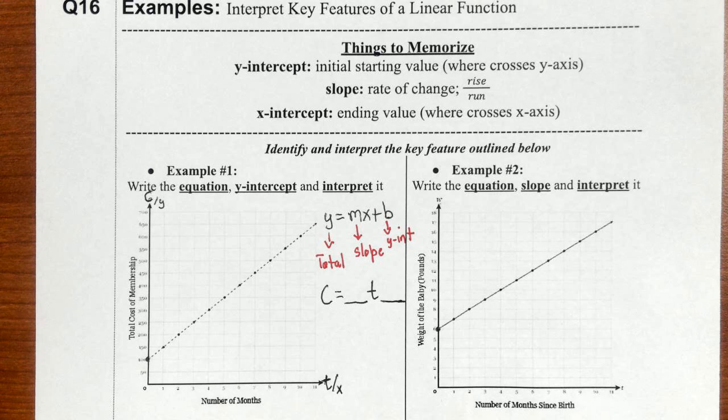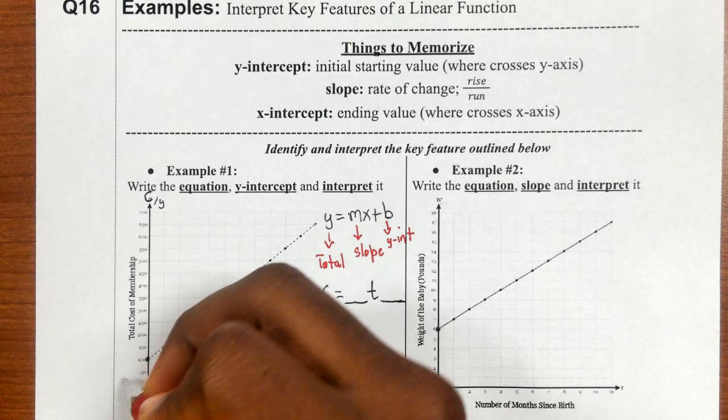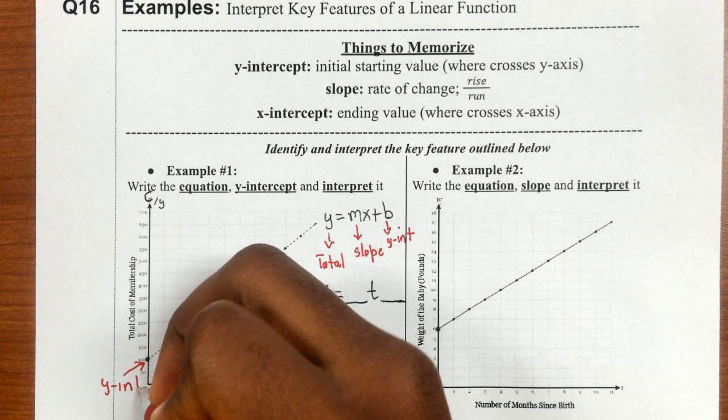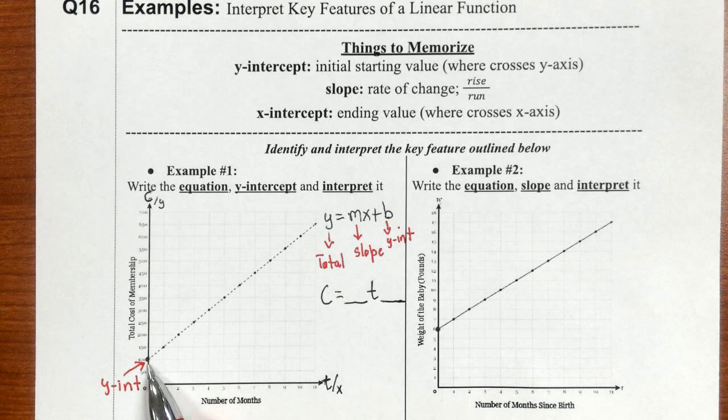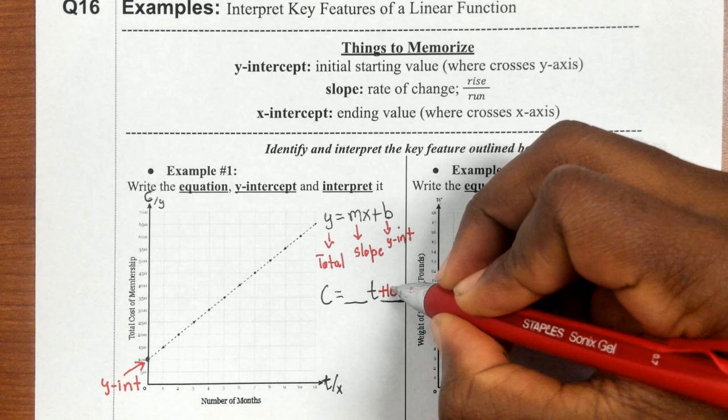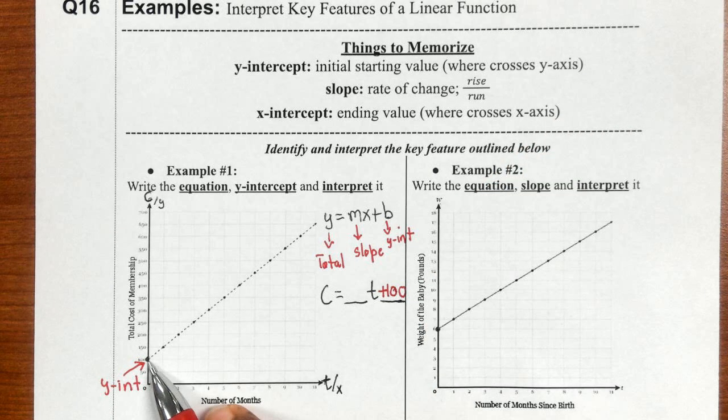So again, guys, we already identified the y-intercept of this. The y-intercept is where I started. I started right here at 100. So at no months, I will at least have to pay a starting cost of $100. That's the y-intercept. So I'll put positive 100 as my y-intercept because it's on the positive side.